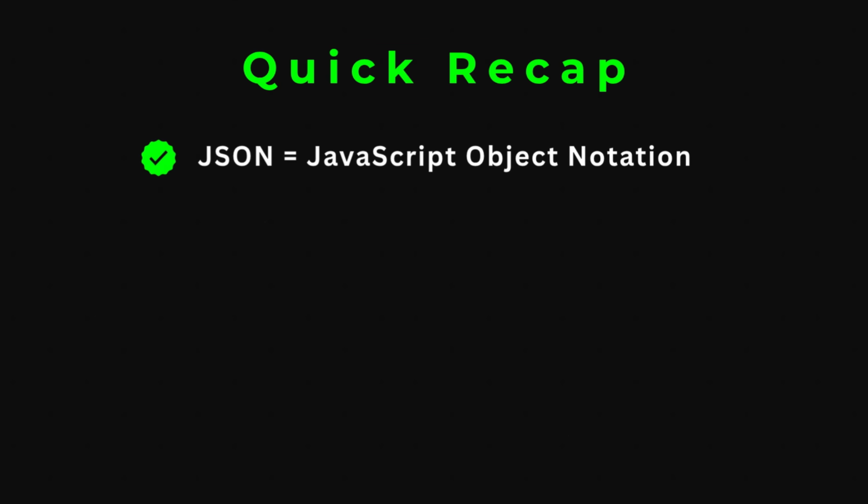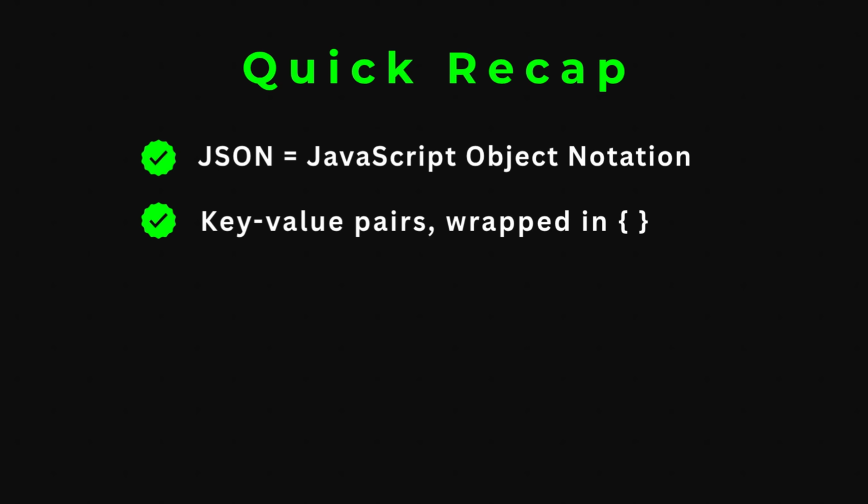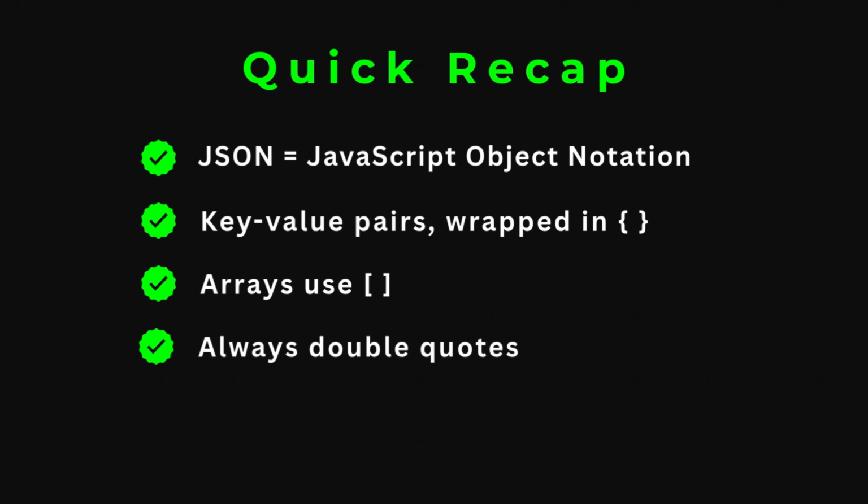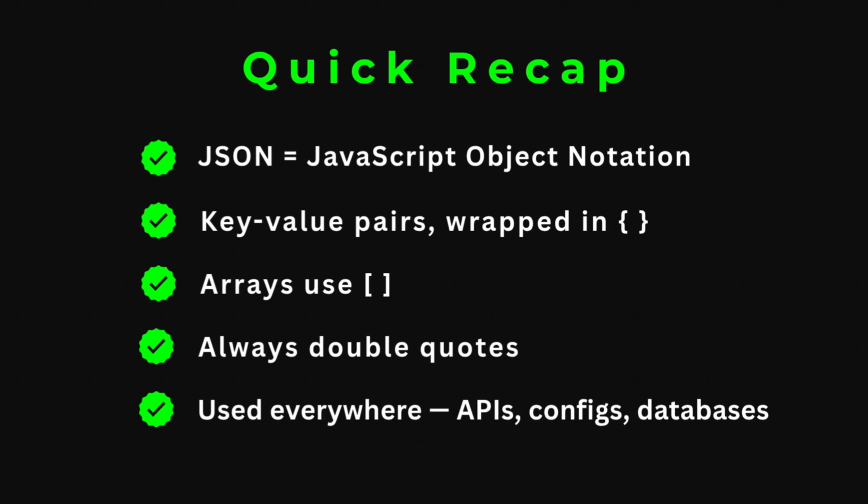So let's recap. JSON stands for JavaScript Object Notation, a universal format for exchanging data. JSON is built from key value pairs, wrapped in curly braces, and when writing arrays in JSON, make sure to use square brackets. Don't forget that JSON always uses double quotes. And it's also good to know that JSON is used almost everywhere, in APIs, configuration files, and databases.